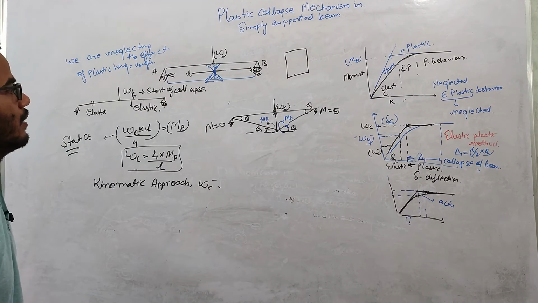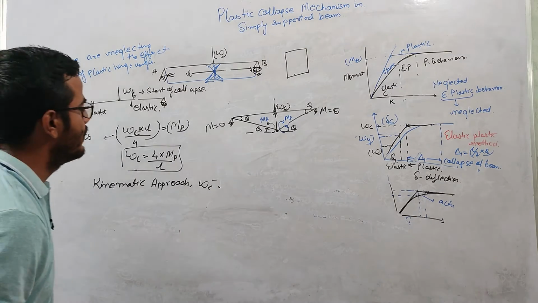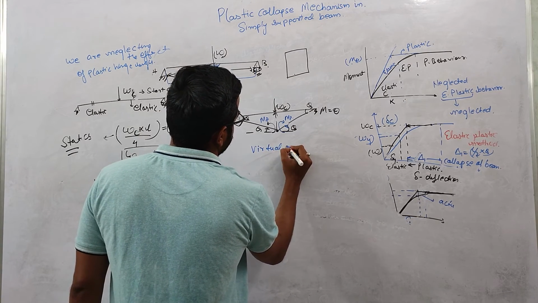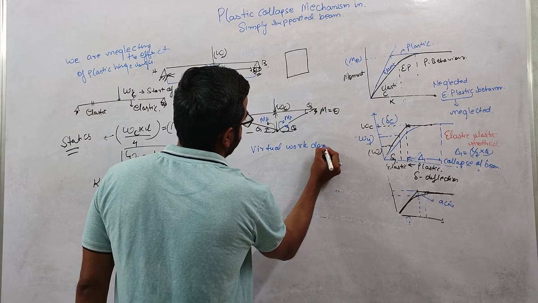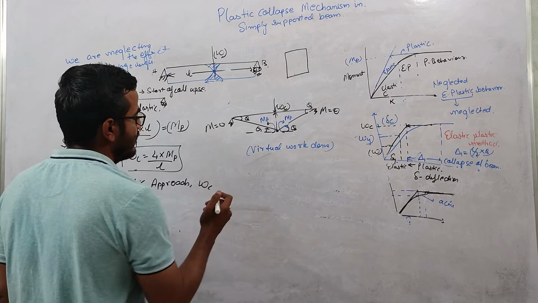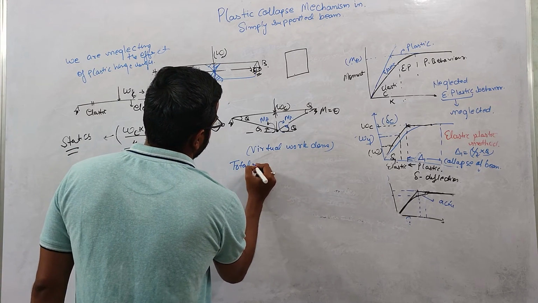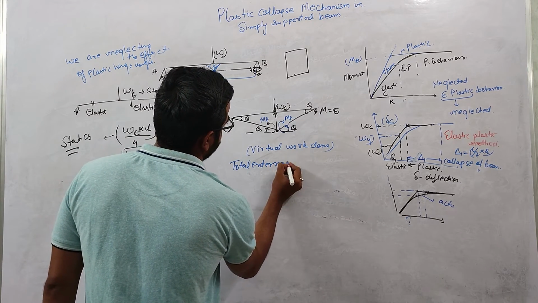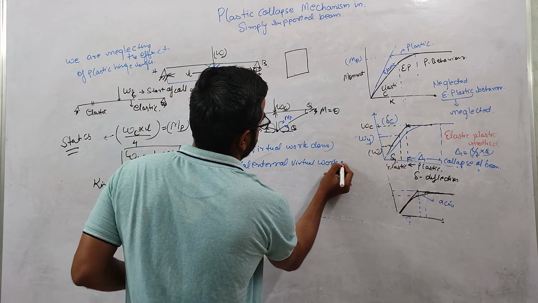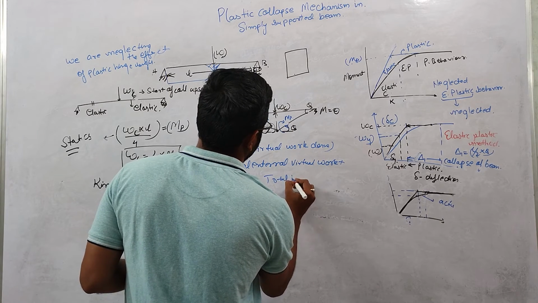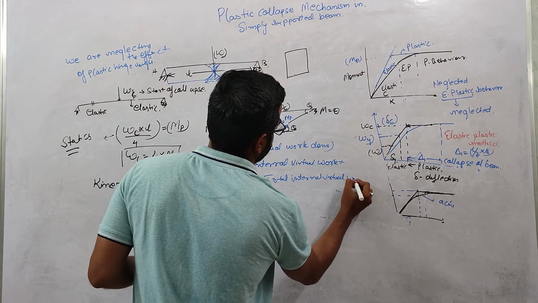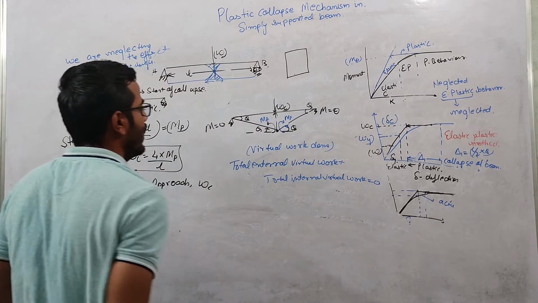Okay. Now we will use, in the kinematic approach, the concept of virtual work done. In virtual work done, what happens is that total external virtual work plus total internal virtual work is equal to 0.